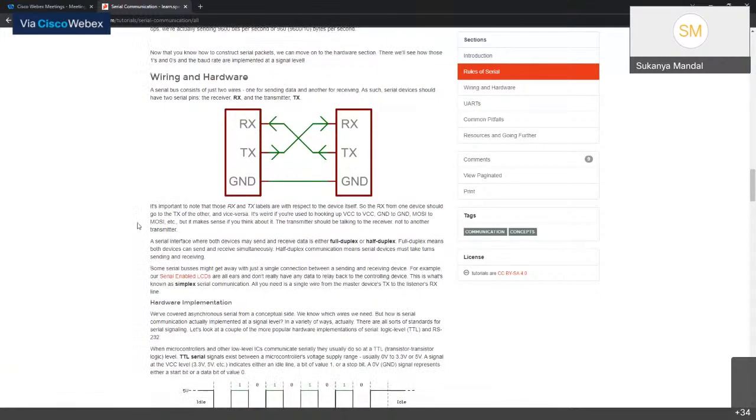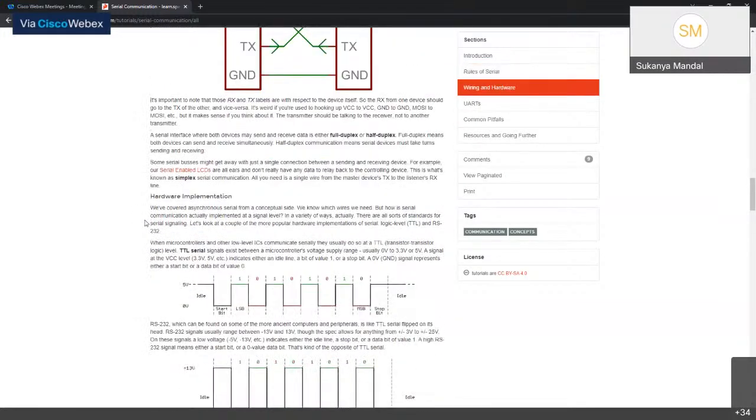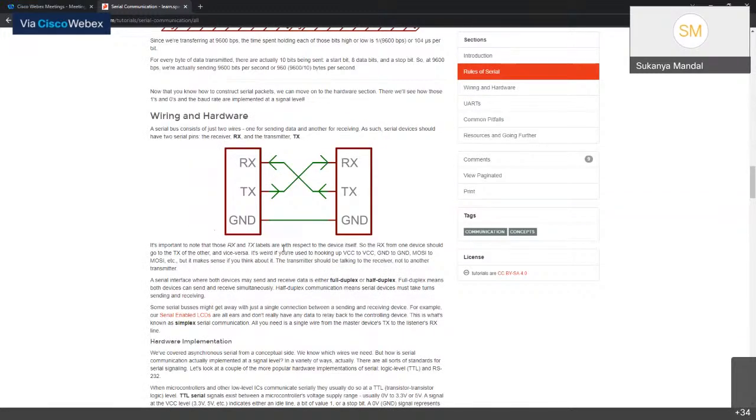Now, talking about the hardware level, how serial communication would work. Every hardware, be it Arduino, be it Raspberry Pi, or any sensor that needs to be interfaced with this hardware, usually comes with a receiving pin, a transmission pin, and a ground pin. So you connect the receiver with the transmitter.